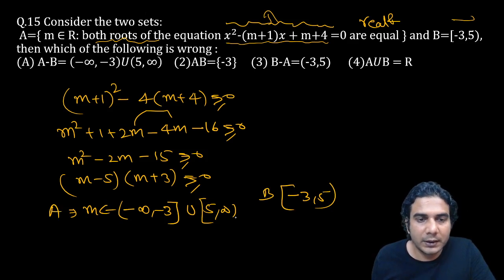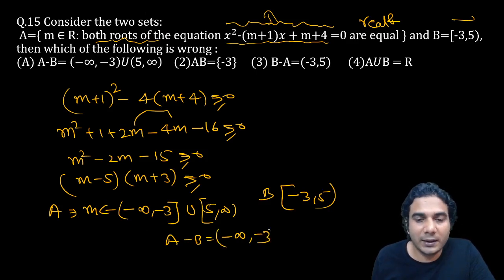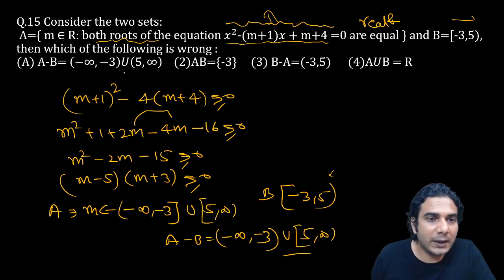All right, so now see A minus B. If you subtract A minus B, so minus 3 to 5, all numbers will be removed from this set. So A minus B is basically minus infinity to minus 3. Minus 3 is the only thing common, so minus 3 will be removed, but 5 is not there in B, so 5 will not be removed, so it will be 5 to infinity closed. All right, 5 is closed. But you can see in option A this is wrong. So we need to find the wrong option only. So yes, this will be the correct answer.